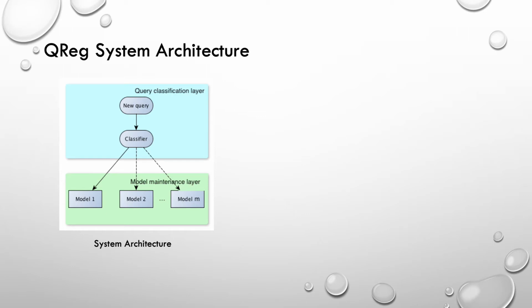This is the system architecture of QReg. There are two layers in total. The query classification layer receives each query and uses a classifier to decide which model will be used to make the prediction. The model maintenance layer maintains several regression models.